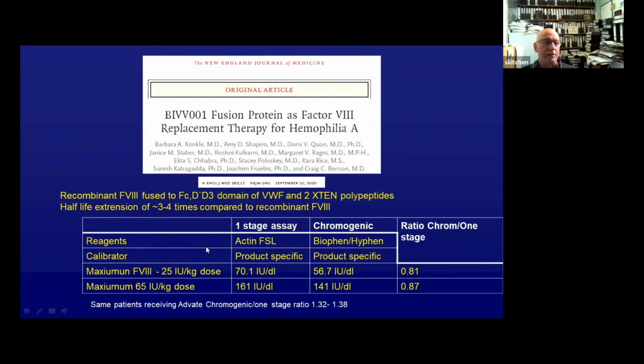What about assay effects? So these are some data from the clinical trial. One-stage assay performed with these reagents, chromogenic assay, this kit. Both assays were calibrated in the study with product-specific calibrator, so with the protein itself. Even with that, there's about a 15-20% difference, higher results by one stage. So again, something to be aware of.